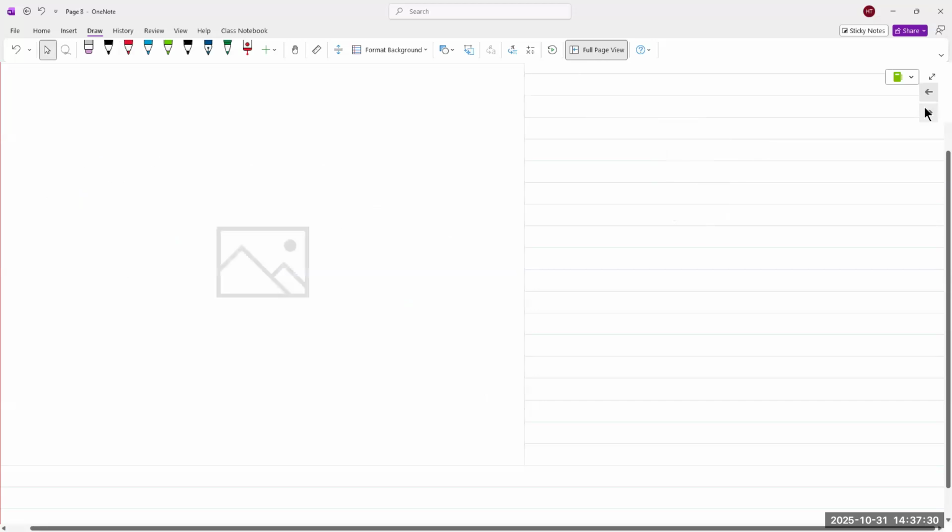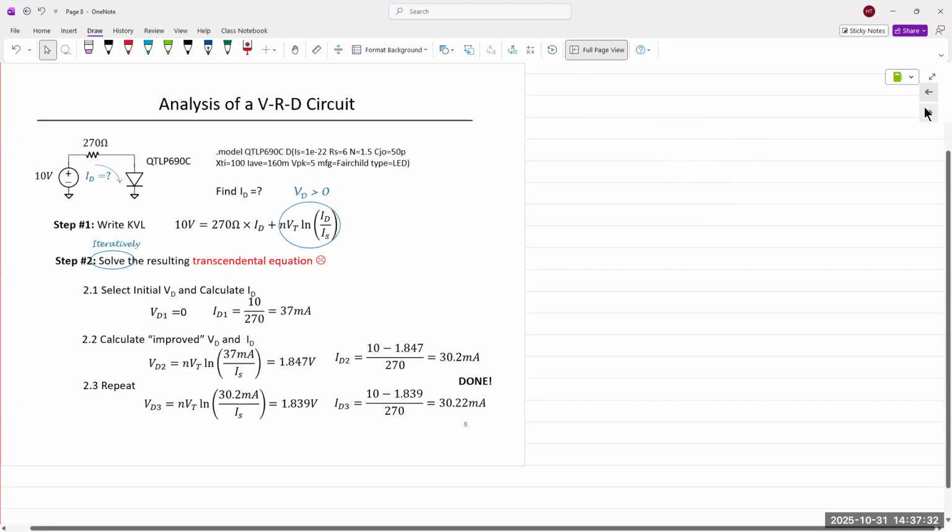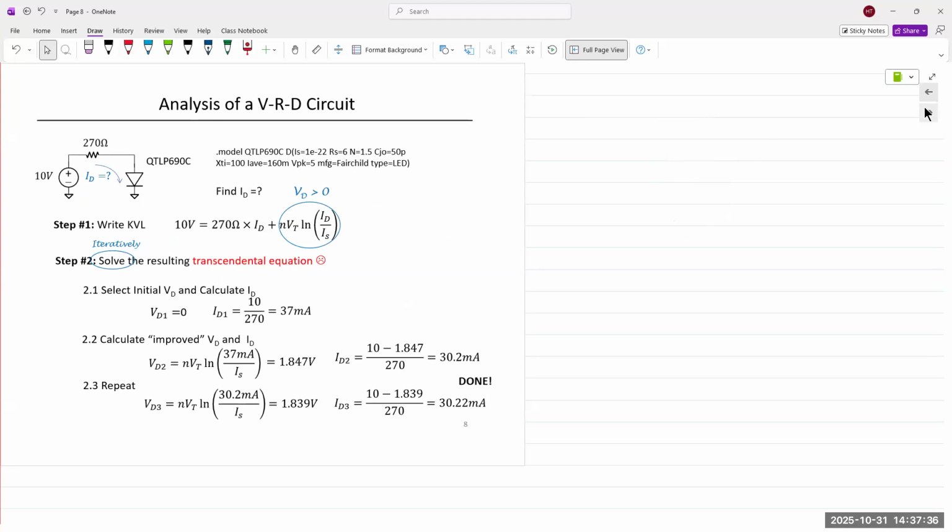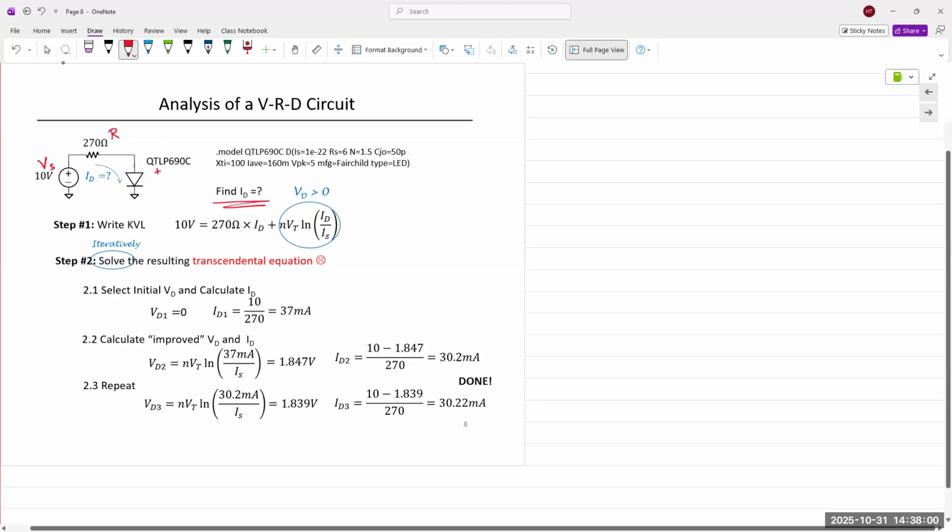All right, let's look at a circuit where a resistor value is provided to us. A diode model is provided to us, and we need to calculate ID, diode current, as well as diode voltage. For this, I would explain using iterative analysis. So we have source voltage Vs, we have resistor R, 270 ohms, and we have the diode voltage Vd.